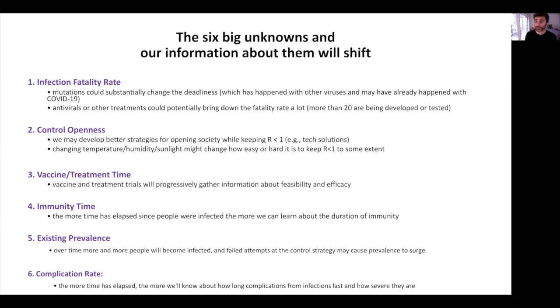Then 4, there's the immunity time. The more time that has elapsed since some people were infected, the more we can learn about the duration of immunity that it grants you. Then there's 5, the existing prevalence. This is of course changing all the time as the virus continues spreading in the population. And also, if we attempt and fail at a control strategy, this could cause the prevalence to suddenly surge.